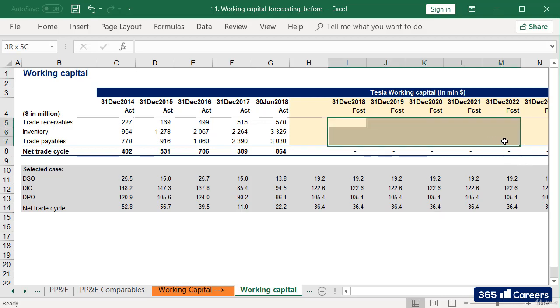Now that we have DSO, DIO, and DPO figures, it would be quite easy to reverse calculate trade receivable, inventory, and trade payable in the forecast period. However, before we do that, we'll have to prepare a P&L output sheet. This will make things easier, as all P&L references will point to that sheet.